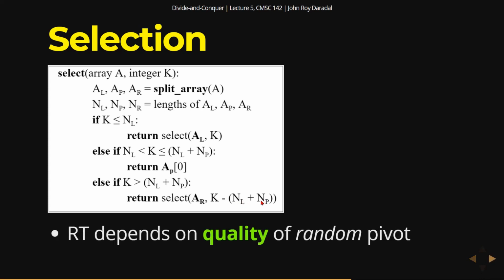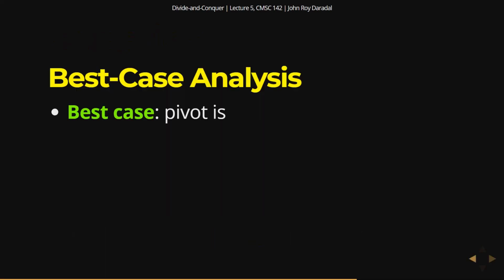Okay, so the total running time of this, of course, depends on the quality of the random pivots, because although we are saying that 50% of them give us a good split, we're still not assured of what the pivot actually is until we run it. So it depends on the quality of the random pivot, and the total running time. Okay, so that's selection. Now, for the analysis, what would be the best case?